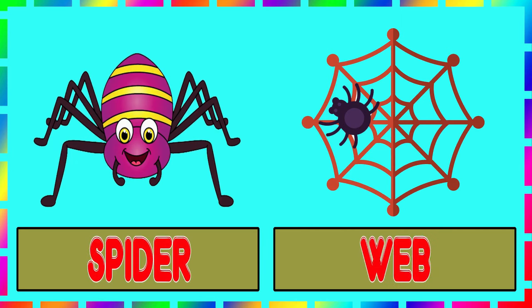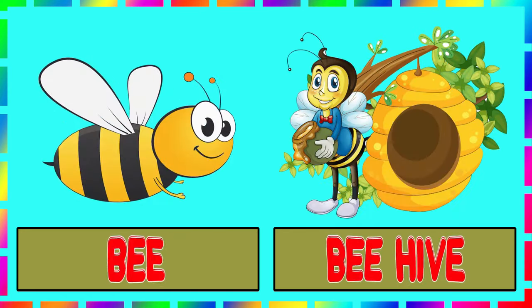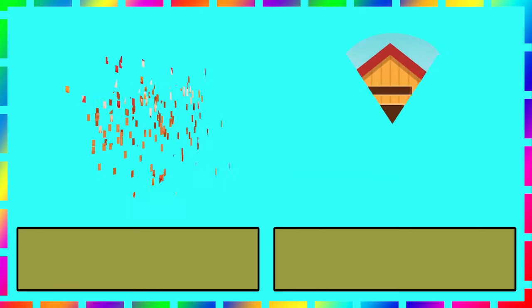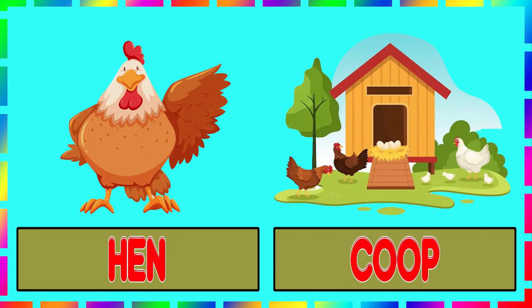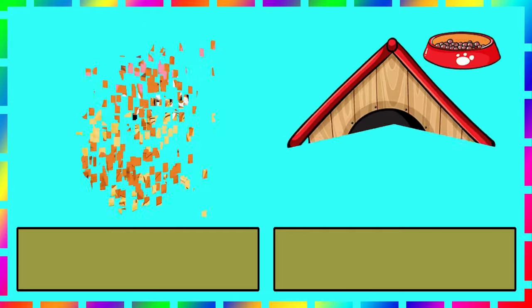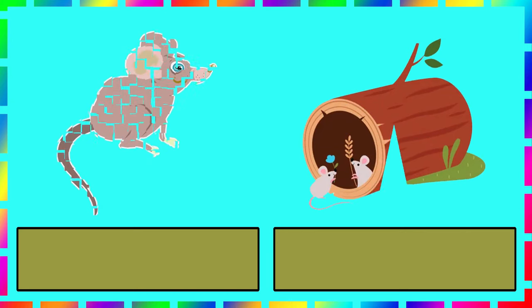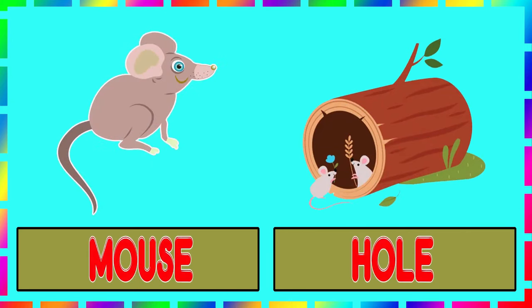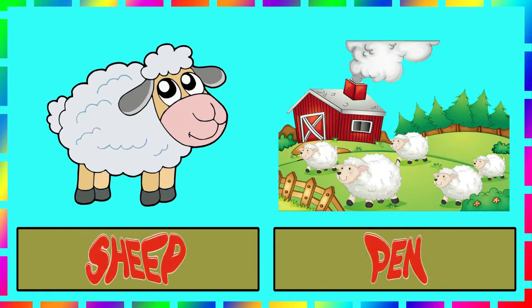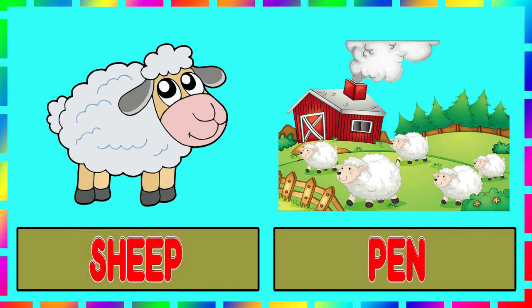Spider. Spider lives in a web. Bee. Bee lives in a beehive. Hen. Hen lives in a coop. Cat. Cat lives in a cat tree. Mouse. Mouse lives in a hole. Sheep. Sheep live in a pen.